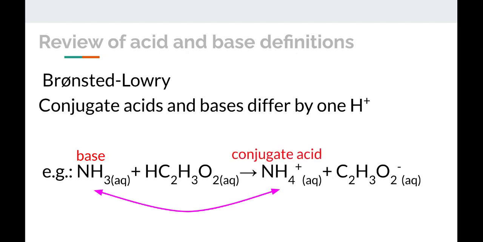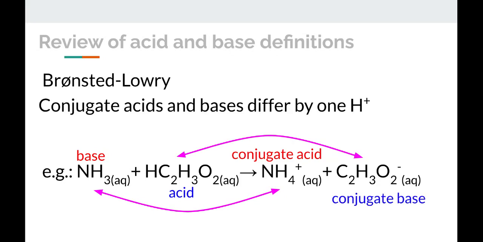So the base, NH3, has a conjugate acid, NH4 1+. The difference between these is one proton. You can see that there's one more H and one more step positive on the acid than there was on the base. The acid here, acetic acid, has a conjugate base. That conjugate base is one less hydrogen atom and one step more negative.